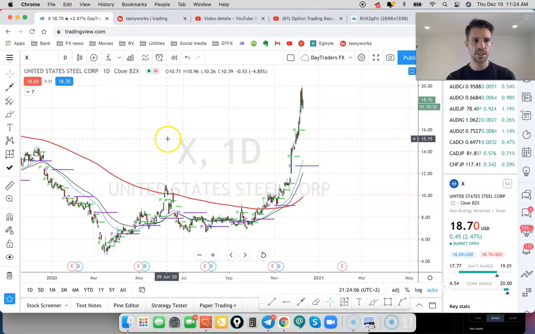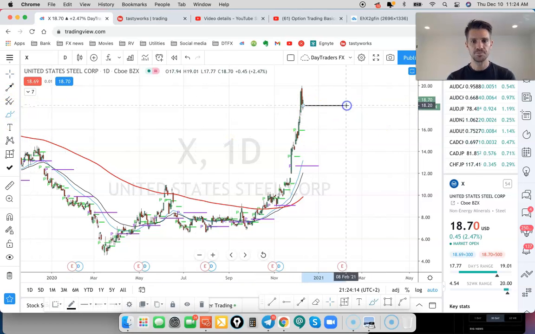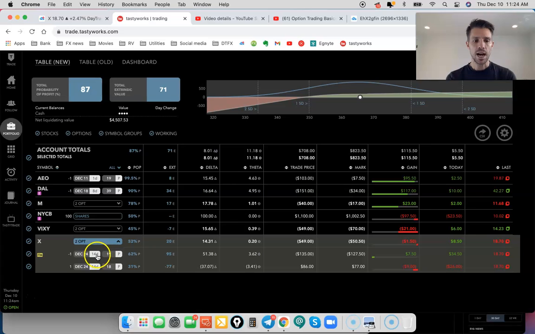This chart right here is US Steel, United States Steel Corp. I have a credit spread currently on this stock, meaning I did this. This is my higher price put that I sold, and that's my lower price put that I bought. I sold the $19 put, and I got $135 for that. I bought the $18 put, and I had to pay $86 out for that.